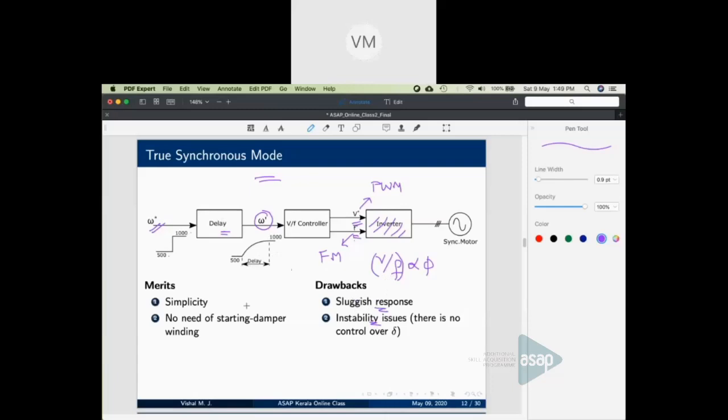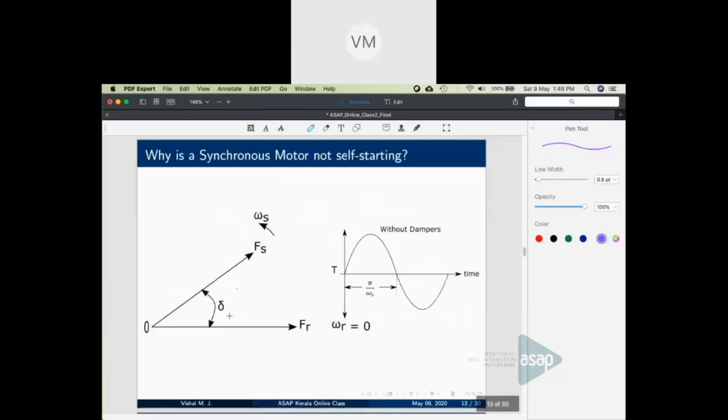Coming to the advantages, you can see there is no feedback. Just a simple inverter is more than enough. Simplicity and cost is a great advantage for this method. One more advantage is that it does not need starting damper windings. Why? I will take some 2-3 minutes to explain this, then I will go to the question answer session. So please bear with me.